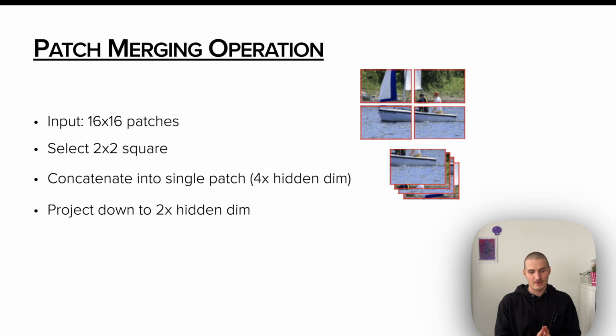And then we pass that through a dense layer to project this 4x hidden dimension down to 2x hidden dimension. And so this works similar to how we've seen that in CNNs like ResNet. So on each step of this merging stage, we reduce the resolution and we increase the hidden dimension.